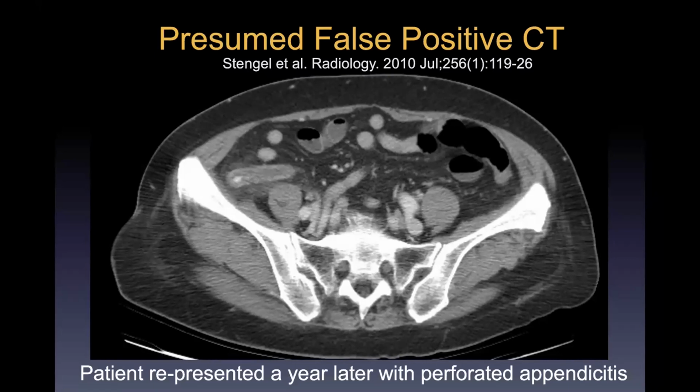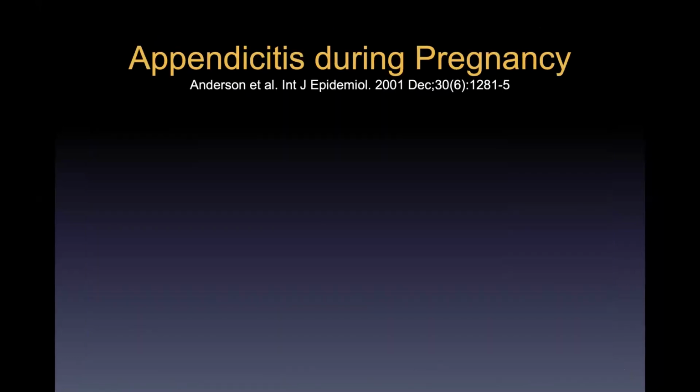They sent the patient home. The patient came back about a year later with a CT scan that looked almost identical, except now it was perforated with a little bit of free air, and had their appendectomy at that time. It would have been better to just take it out as a presumed case of chronic appendicitis.